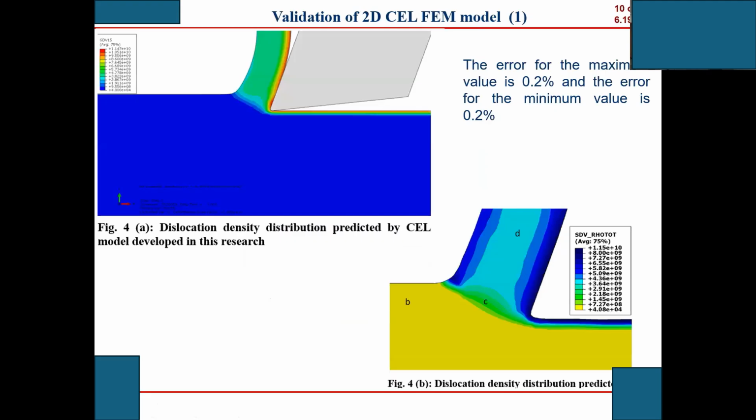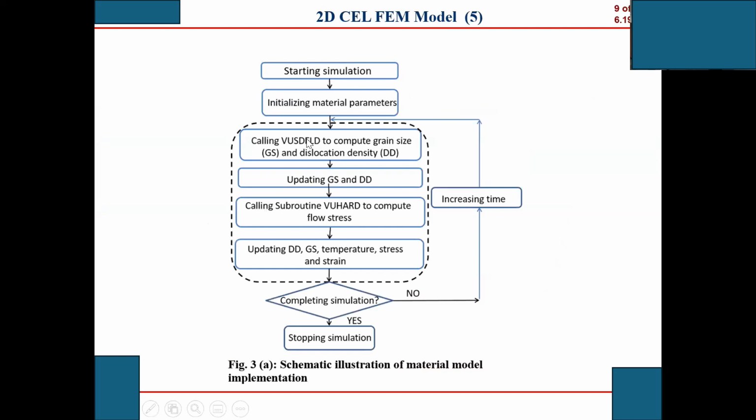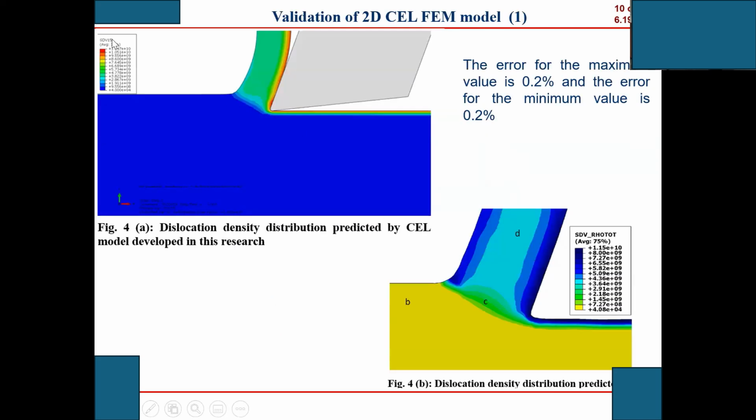So here are the results. Here is the dislocation density. You can see dislocation density as SDV15, because dislocation density is a variable that Abaqus does not have in itself. That's the reason we use this VUSDFLD. These are user-defined variables, and to denote this, we want to capture this SDV15.